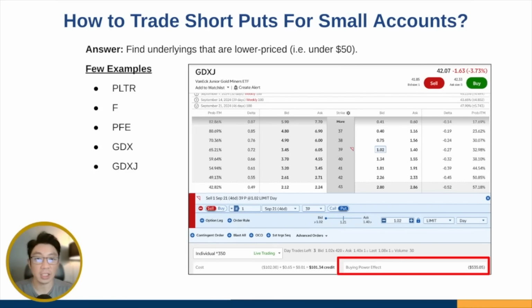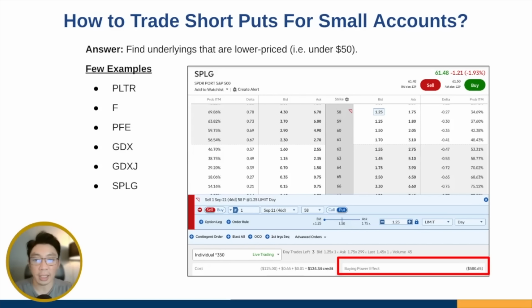You have the GDXJ, which is the Junior Gold Miners. So same thing as well. The strike price of $39, you get the buying power of roughly $535. And finally, SPLG. So SPLG basically is S&P 500, right? It's the same as SPY, only that this is much, much cheaper, right? As you can see, this is only about $61.